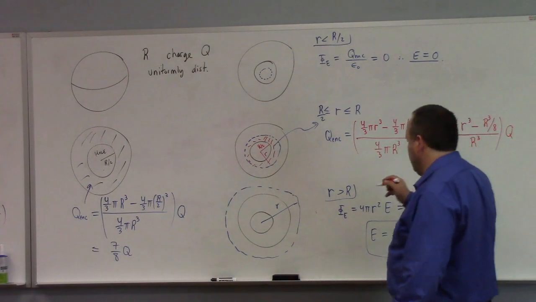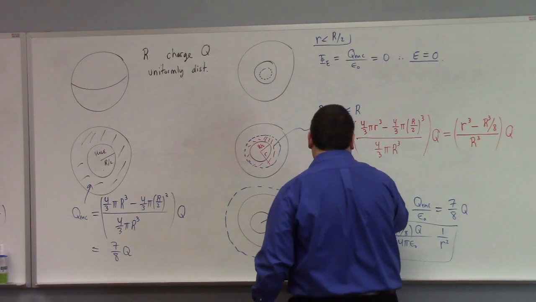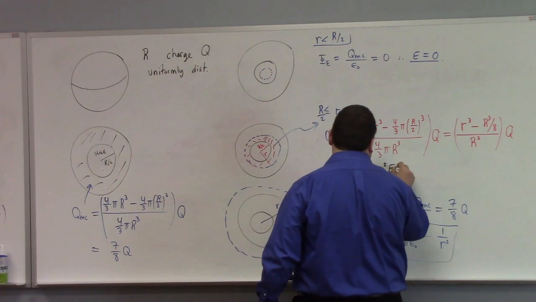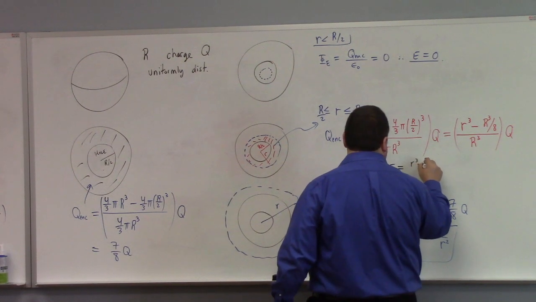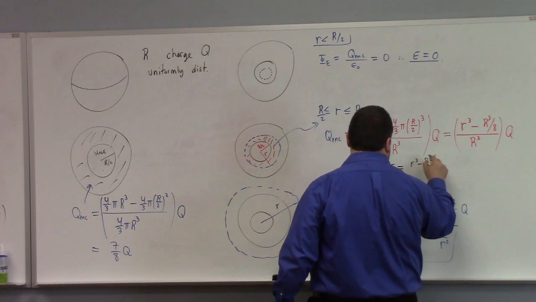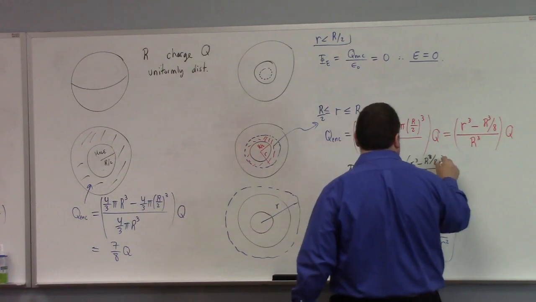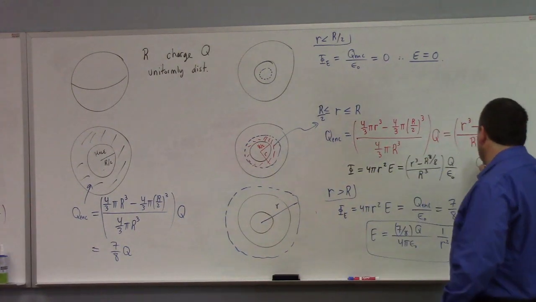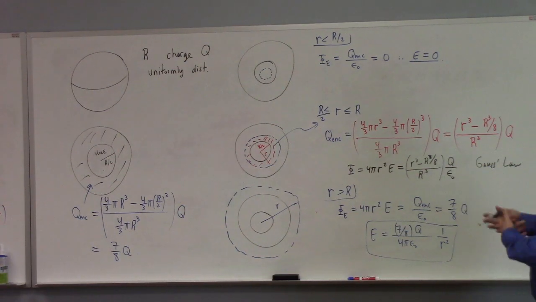And then again, the math here is pretty much the same. We've got the flux is 4 pi R squared E, which is equal to (R cubed minus big R cubed over 8, divided by big R cubed) times Q, all divided by epsilon naught. This is Gauss's law. And then solve for E. What do you get?